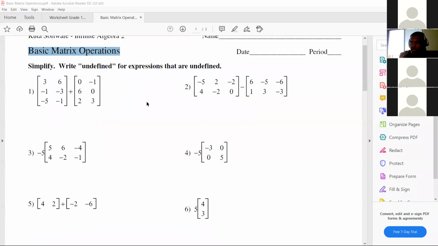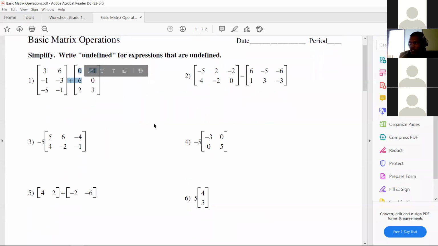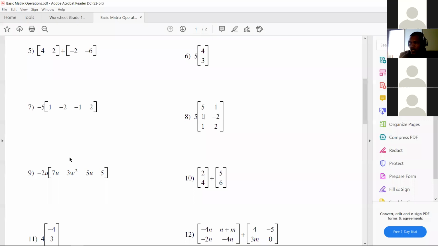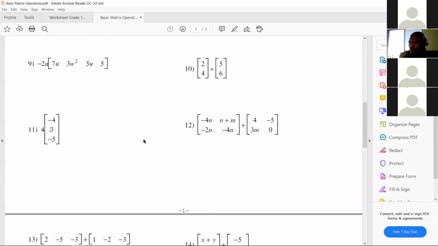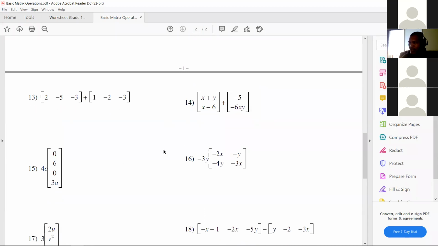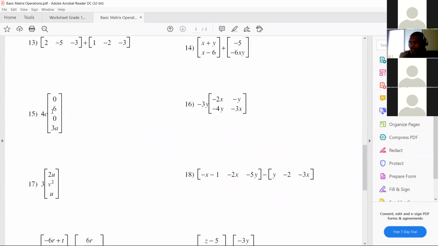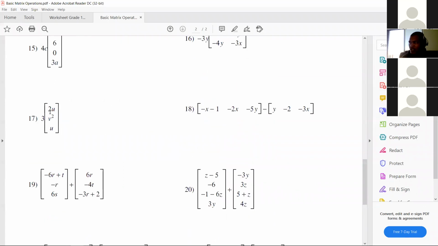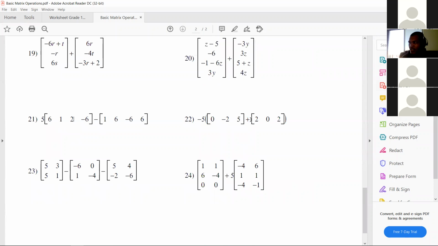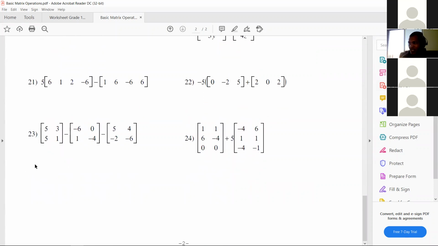So you have about 24 questions. 1, 2. You can see this one is addition. This one is subtraction. This one is scalar, scalar, addition, scalar, scalar, scalar, scalar, addition, scalar, addition, addition, addition, interesting addition, okay, to find out. Scalars, scalar, scalar, subtraction, addition, addition, subtraction, scalar, and addition. Subtraction, subtraction, addition, scalar, something like that. So you have to figure it out as well.